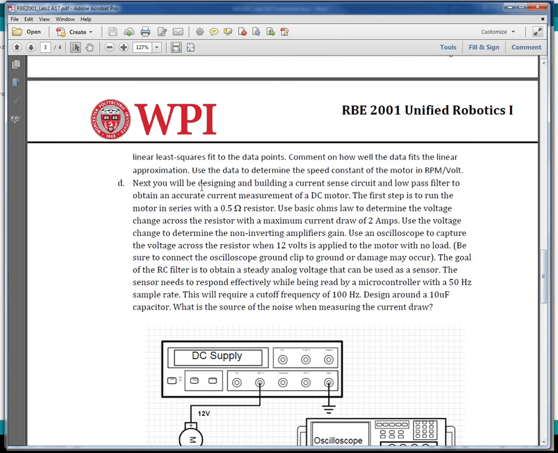You can use Excel or MATLAB to do a linear least squares fit to the data points and show the slope and the vertical axis intercept, and comment on how good of a linear approximation it is. And then you want to determine the speed constant, which is basically the slope of that curve. You want that in units of RPMs per volt.